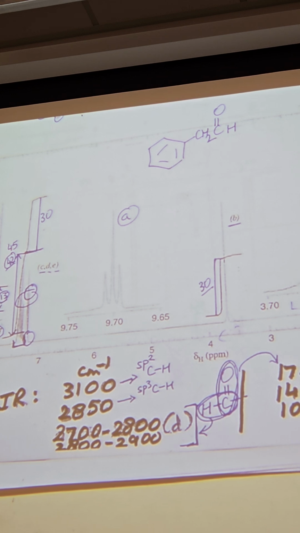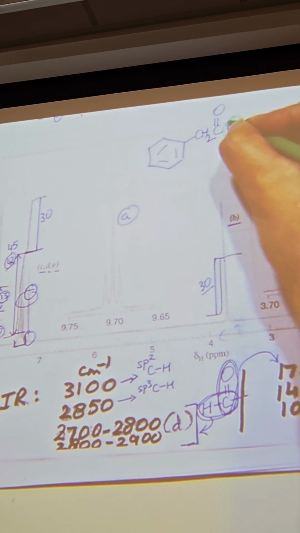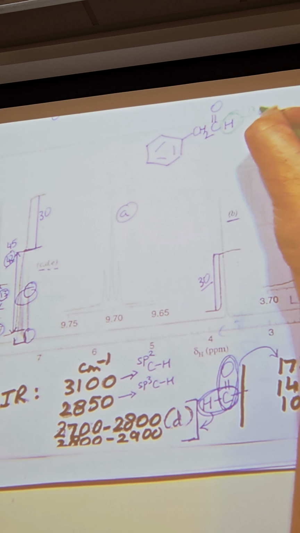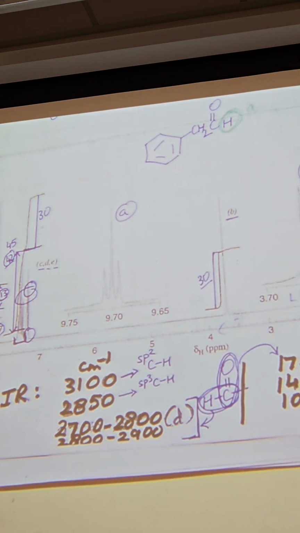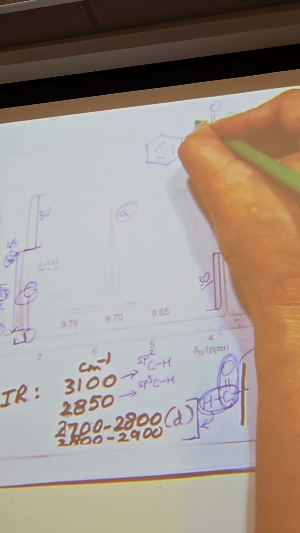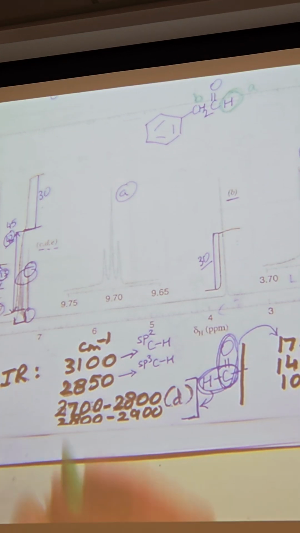I really do. Okay, so let's call this, which one is that? A or B or C or D or E? A. Do we all agree? Where is B? Do you all agree? Now, where is C and D and E?